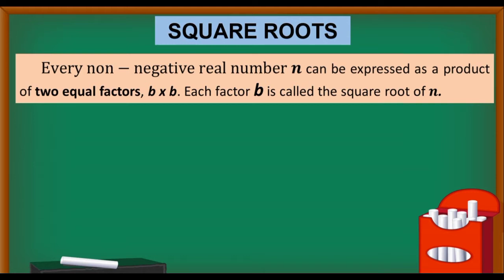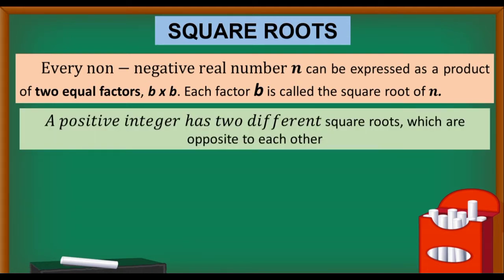Sabi dyan, non-negative. So, ibig sabihin, dapat palaging positive ang n natin. At ang factor ni n ay b times b. Ibig sabihin, anuman po yung number na minultiply niya sa sarili niya, ang sagot ay n. A positive integer has two different square roots, which are opposite to each other.